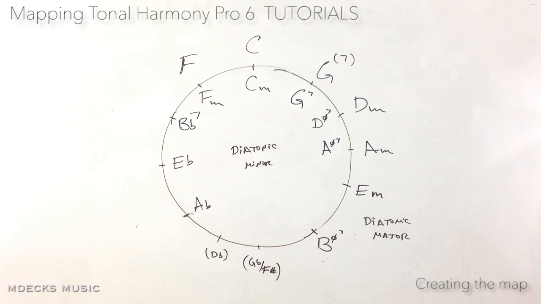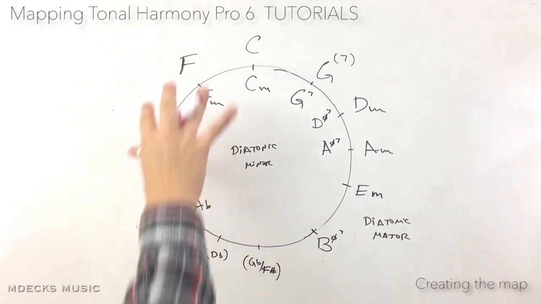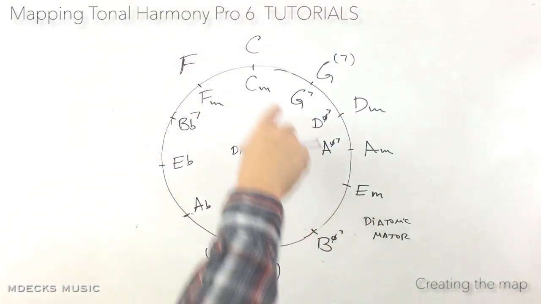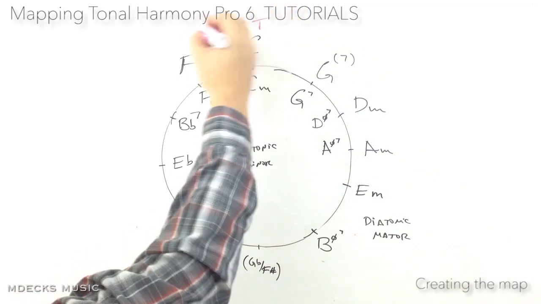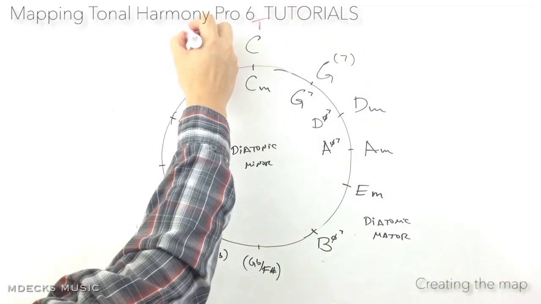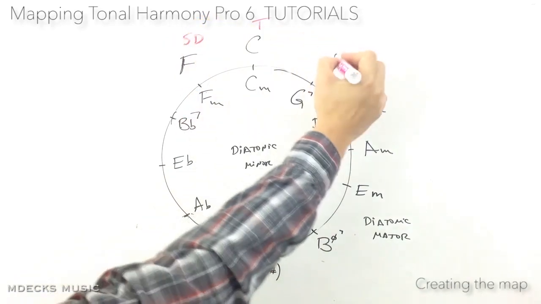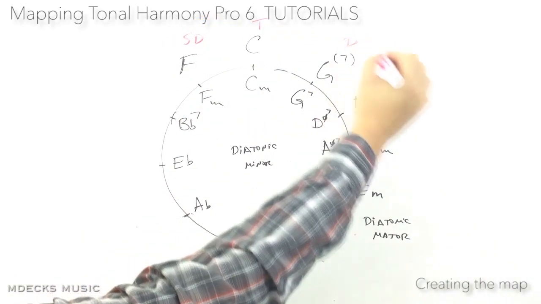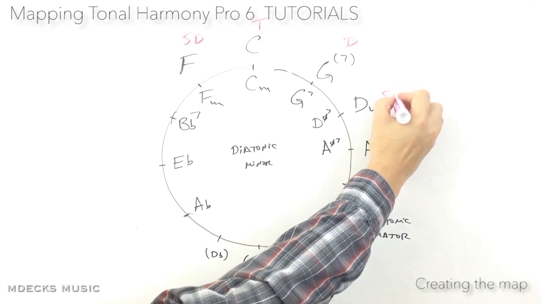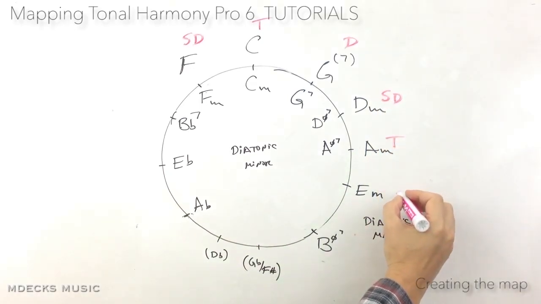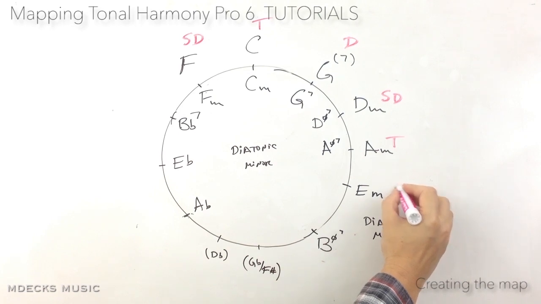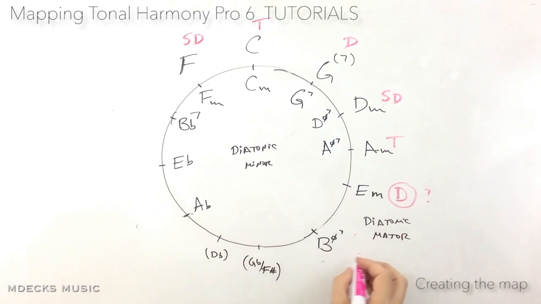Let's classify them. The C is the tonic, no 7, 4, or flat 6. The F has the 4, is subdominant. The G has the 7, is dominant. D minor will be subdominant. A minor, tonic. E minor should be a dominant chord, but we'll talk about that later. And B diminished is dominant.